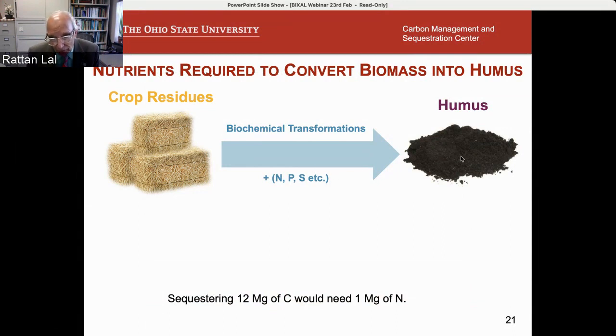Somehow it has to become humus. This biochemical transformation requires input of additional plant nutrients: nitrogen, phosphorus, sulfur, at least these.